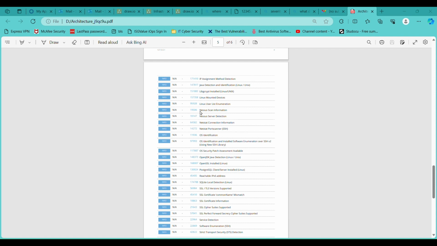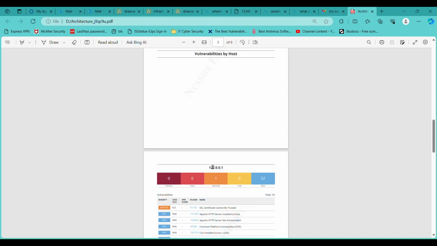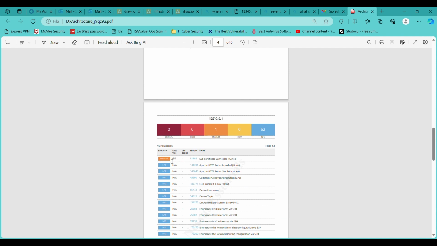The actual vulnerability I came across was the SSL, and that was at the top of the list with a medium severity, medium risk. The description states a number of things, so I'll briefly cover those. The server's X509 certificate cannot be trusted. This situation can occur in 3 different ways in which the chain of trust can be broken as stated below.